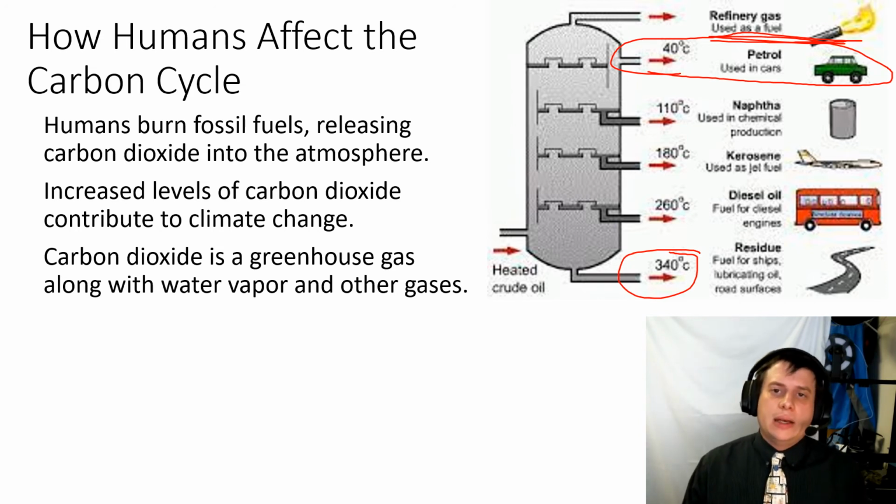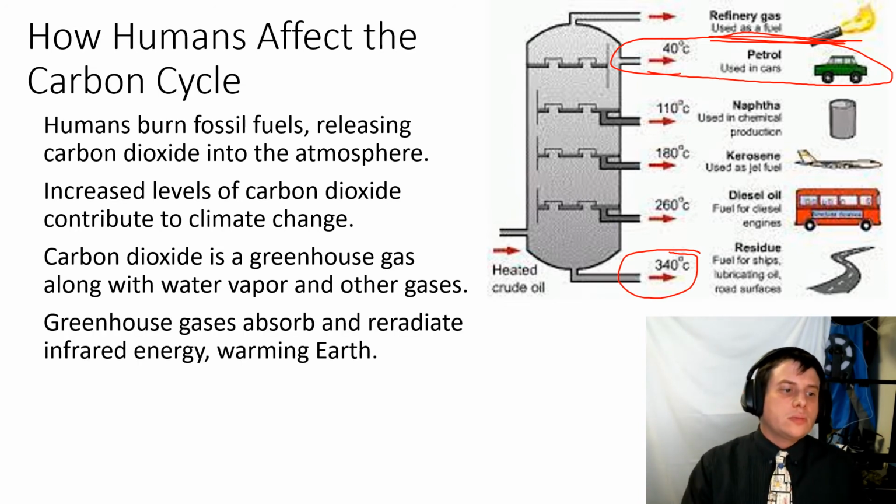And what we find is that periods where you had less ice, you had more carbon dioxide, and vice versa. Times when you had more ice, you had less carbon dioxide. So greenhouse gases absorb and re-radiate infrared energy, warming the Earth. And this is the problem.